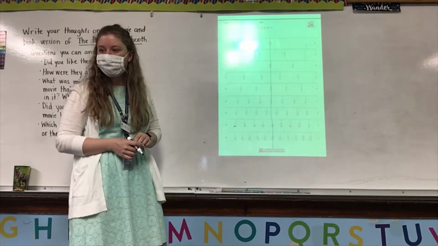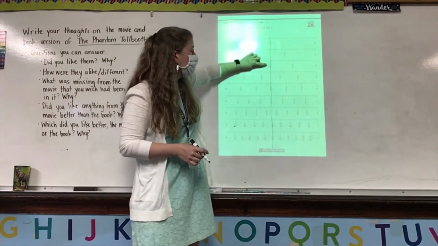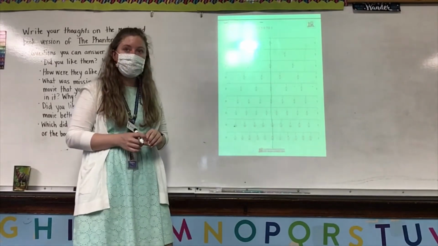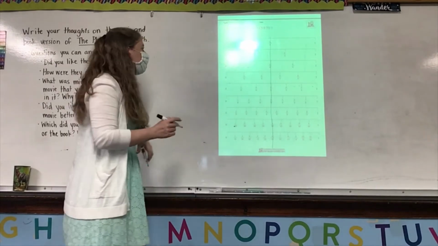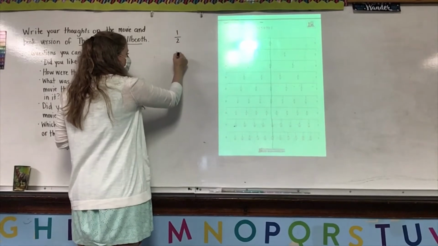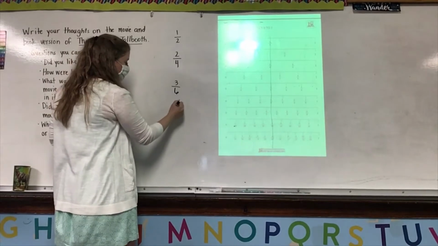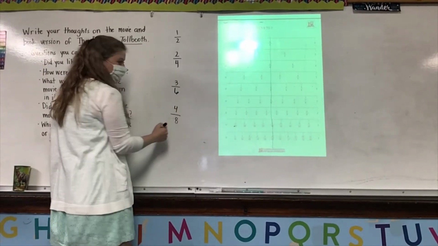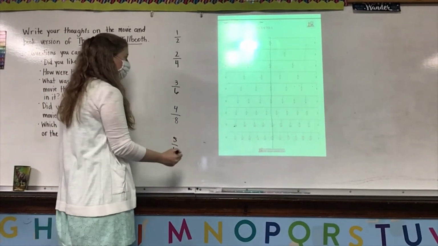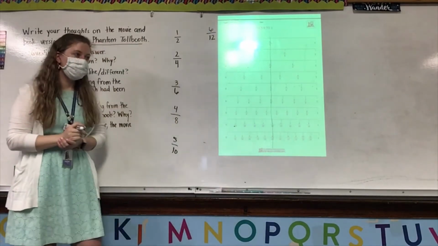Okay, is everybody good? Does your line go straight through the tick mark for 1/2, 2/4, 3/6, 4/8, 5/10, and 6/12? Now let's look at those fractions. 1/2, 2/4, 3/6, 4/8, 5/10, and 6/12. You don't have to write these.